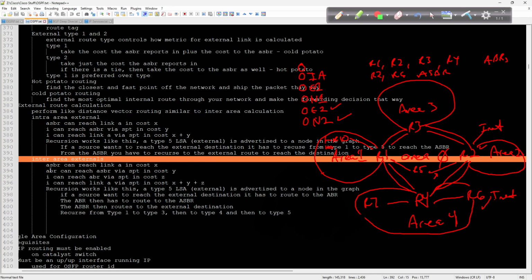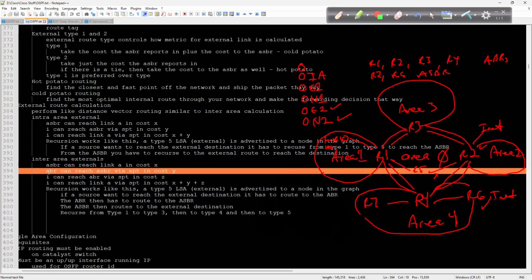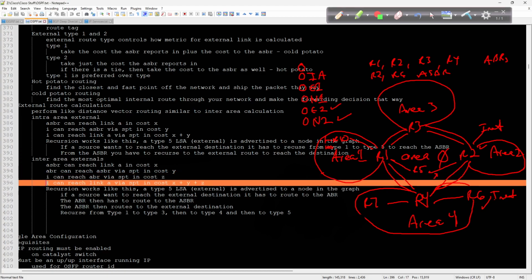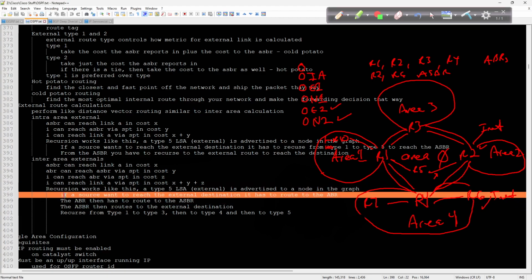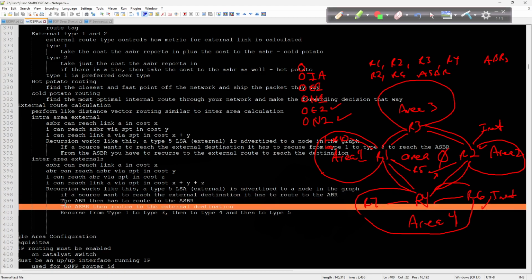Inter-area externals. So the ASBR can reach link A at cost X. The ABR can reach the ASBR via SPT at cost Y. I can reach the ABR via SPT, shortest path tree, at cost Z. I can reach link A via shortest path at cost X plus Y plus Z. Recursion works like this, and I laugh at this because it's basically reiterating what I just mentioned. A type 5 LSA is advertised to a node in the graph. If a source wants to reach the external destination, it has to route to the ABR. The ABR then has to route to the ASBR. Then the ASBR routes to the external destination.